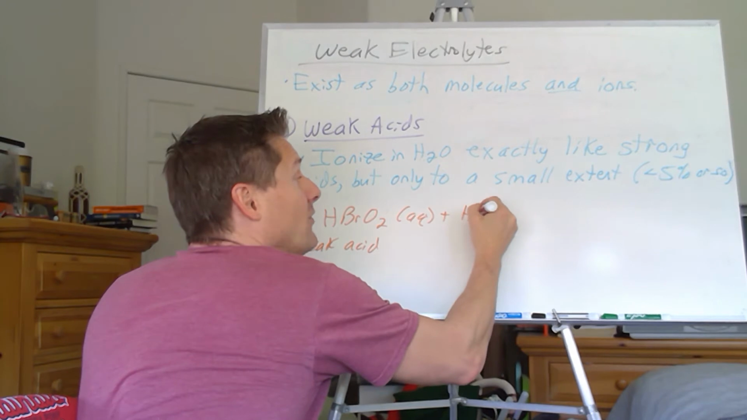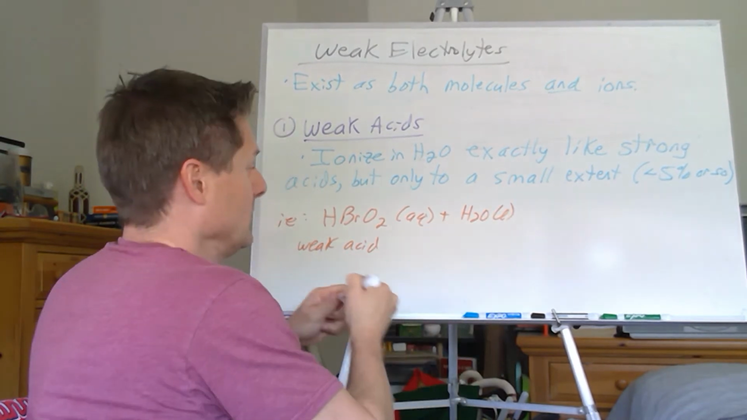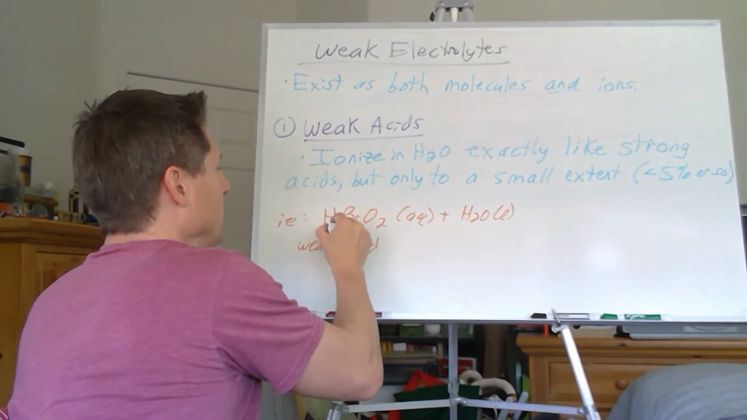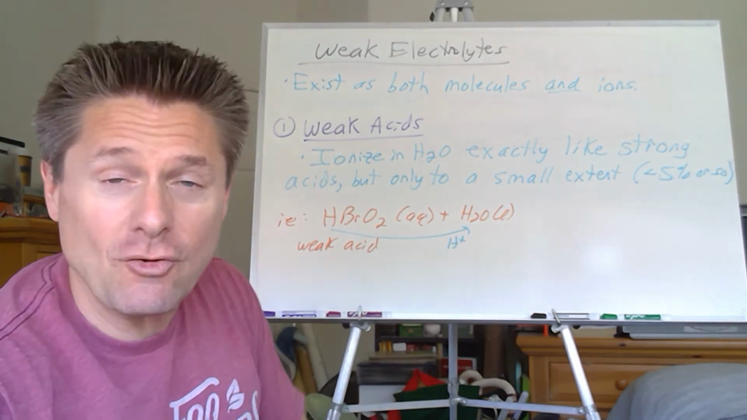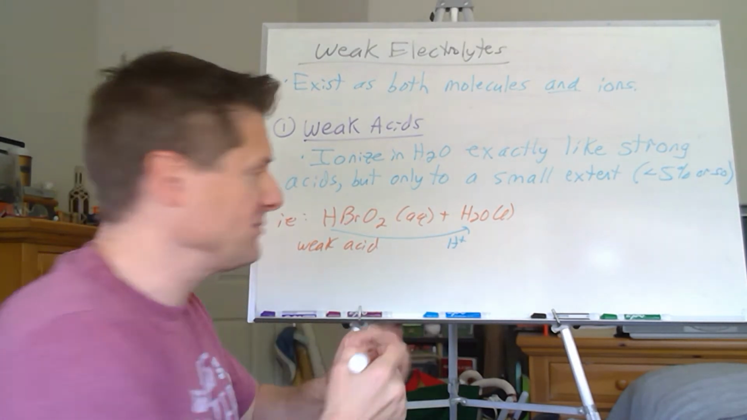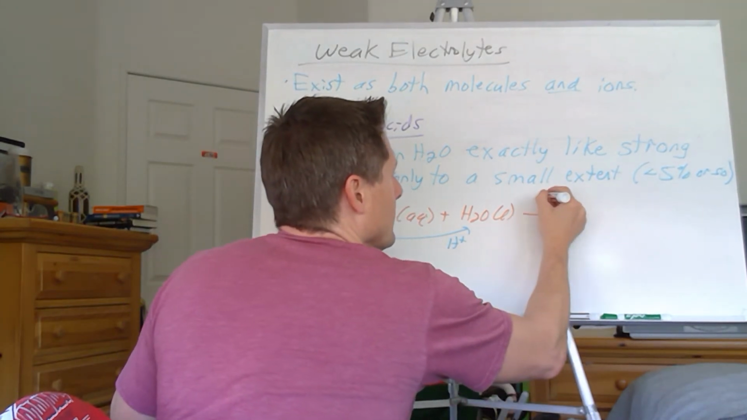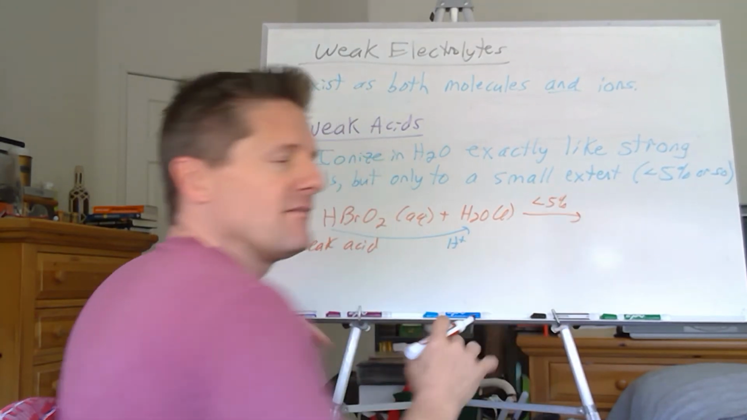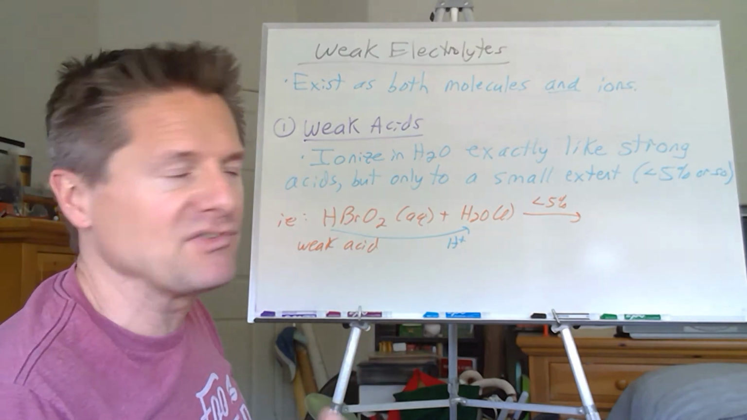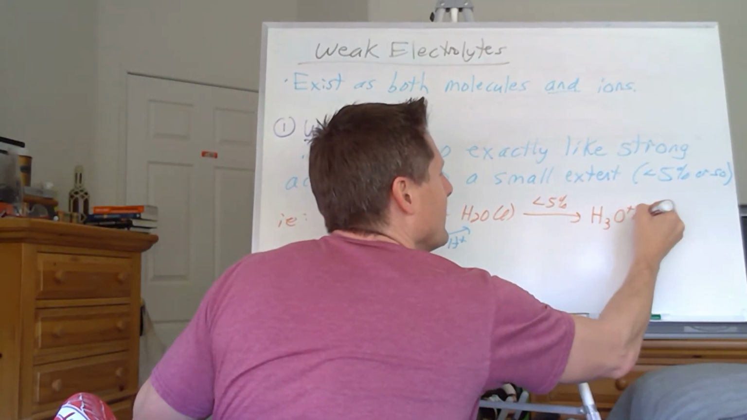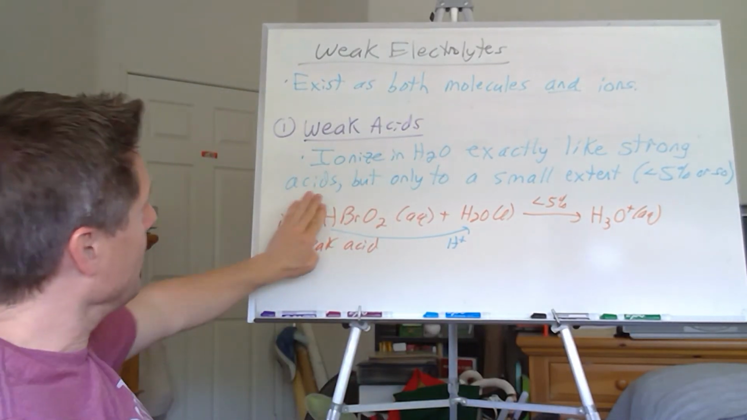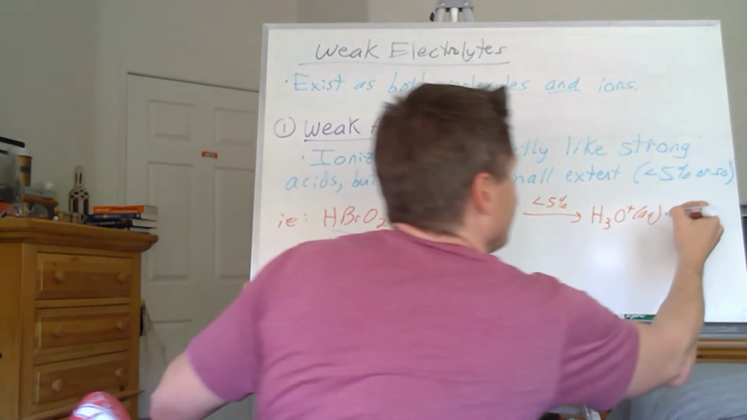That will react with water. It's going to donate its H+, exactly like the strong acids do, but to a very small extent. So let's say that goes less than 5%. You know, I'm just saying 5%. So we're going to get hydronium ions, and then we'll get BrO2- or bromite ions.